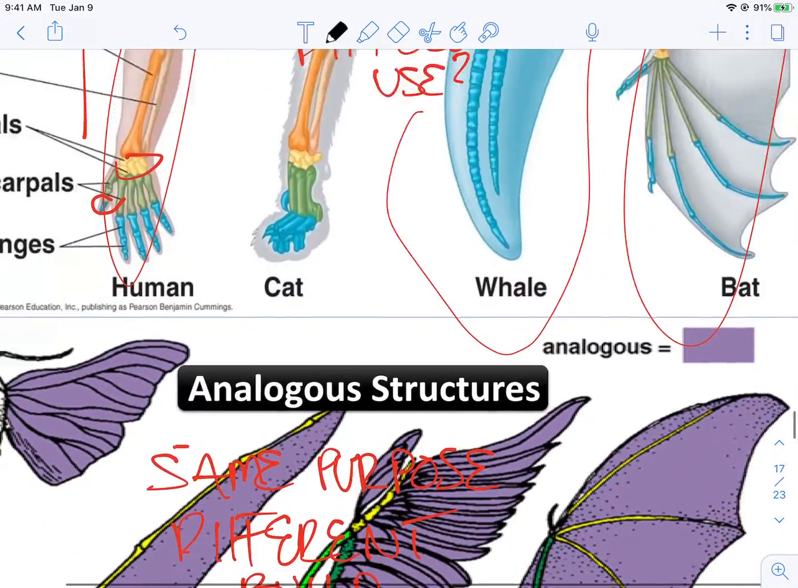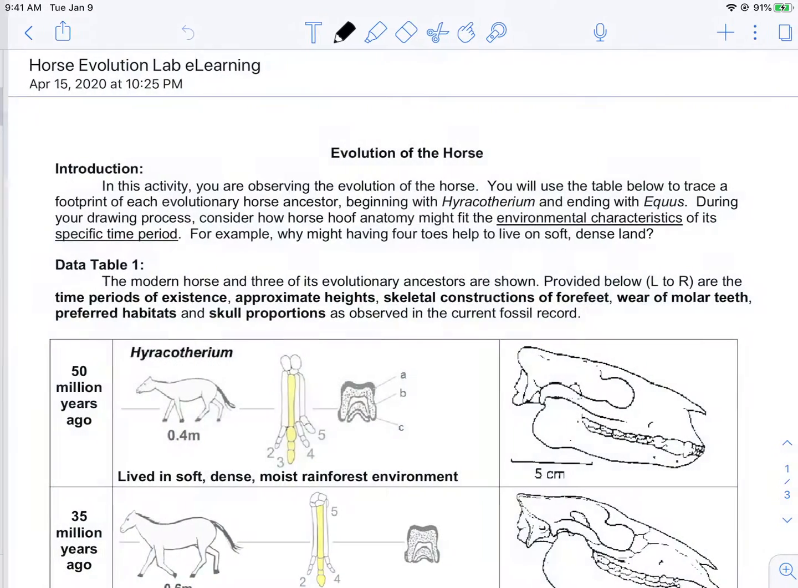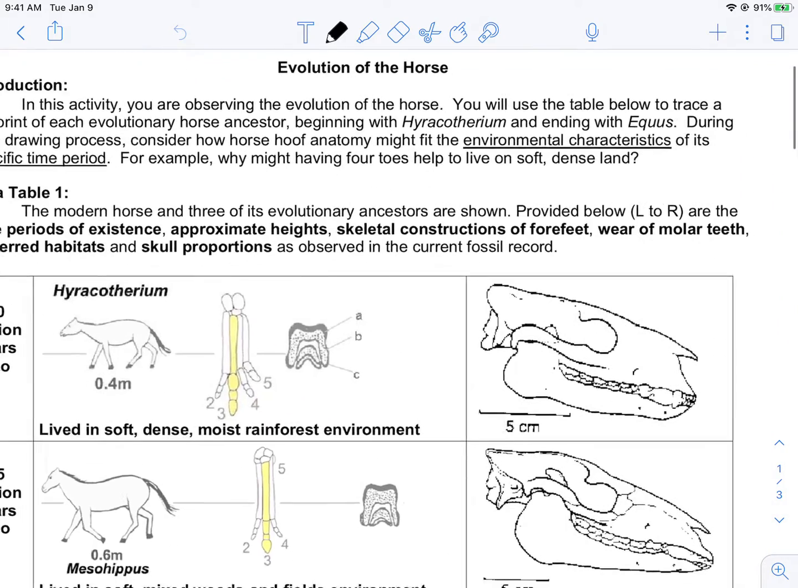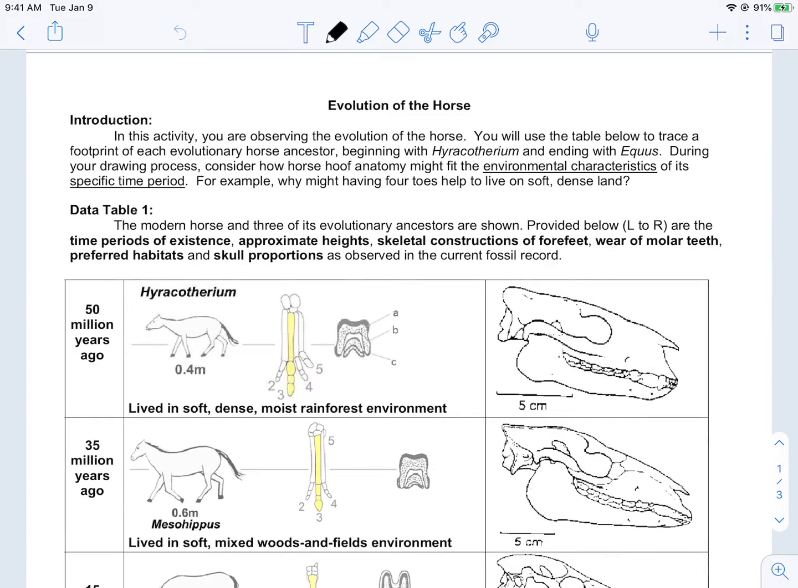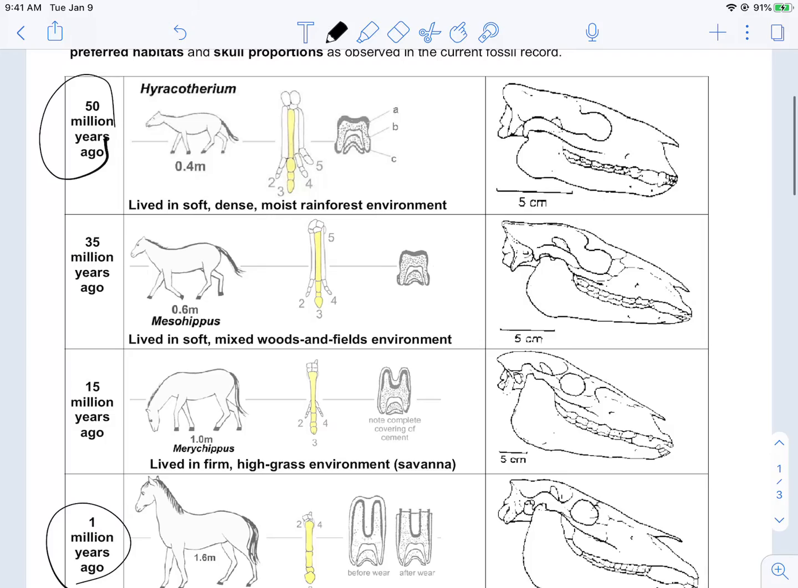Now, what we're going to do today is, how do we practice fossilization? I have a little lab for you. It's called Evolution of the Horse, and the thing about this lab is it used to involve clay, but we don't have modeling clay with us, so we're just going to have to use our imagination and draw stuff. So here's what happens. You have 4 horse ancestors over the last 50 million years.